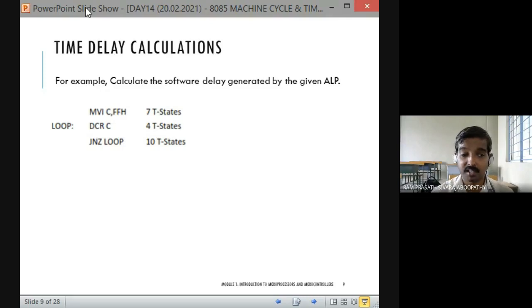If the condition is true, it takes 10 T states. If the condition is false, the last machine cycle is skipped. It will not read the higher byte of the address. It will skip the last machine cycle. So how many T states if the condition is false?